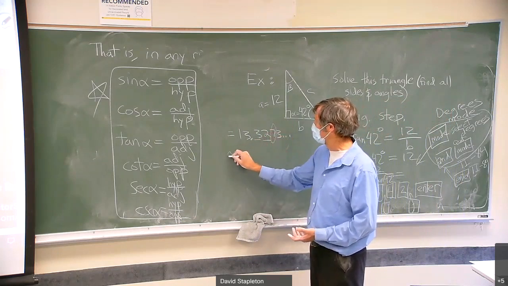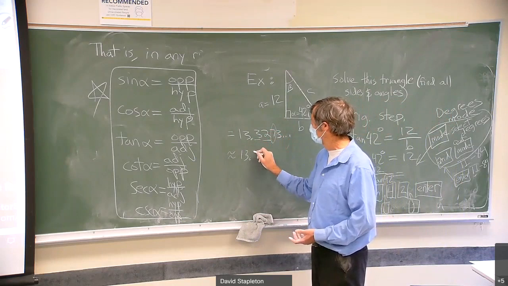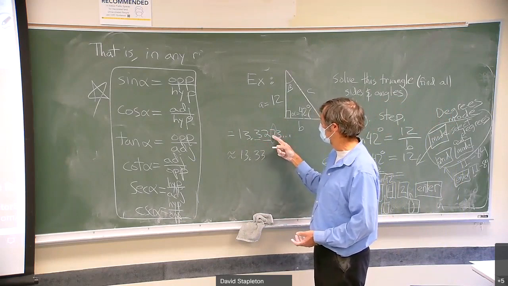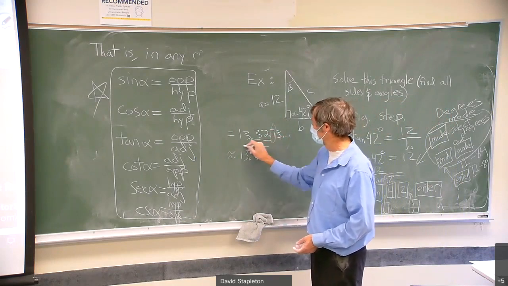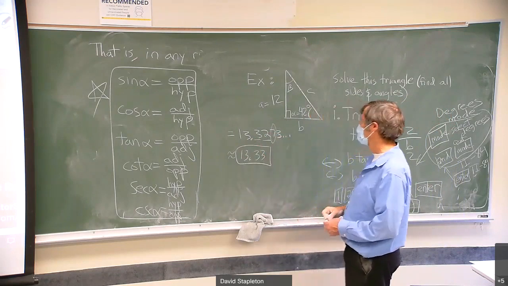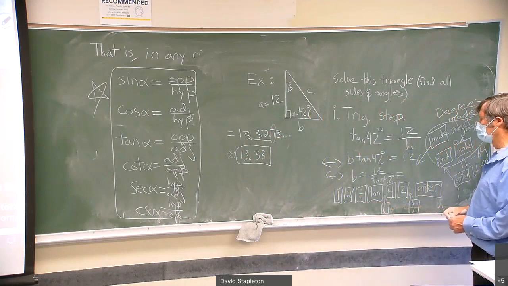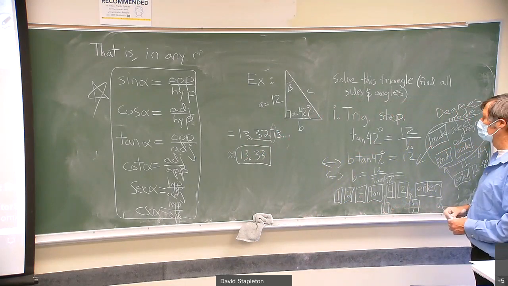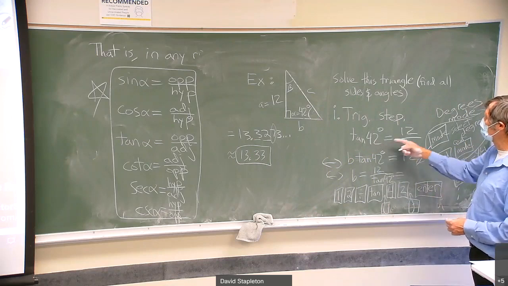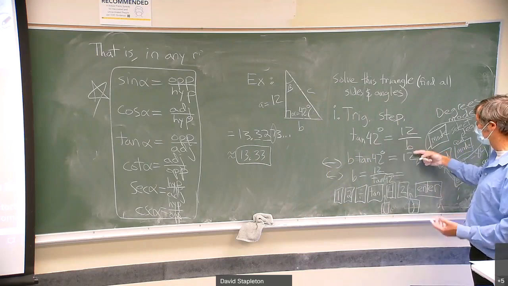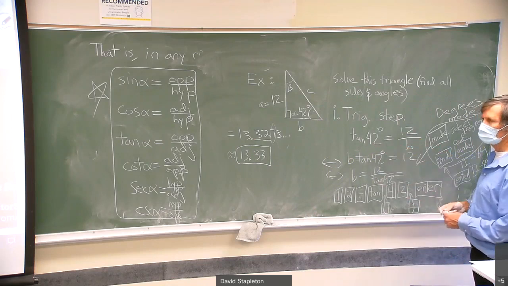last one up and you say this is approximately 13.33. But if this is 4 or less, then you leave it at 2. That's the rule for rounding, right? So we'll say about 13.33 is the length of side B. All right, there's the trig step. We write a trig relation relating the 2 numbers we're given and one that we don't know, and we can figure out the one we don't know using the calculator, right?